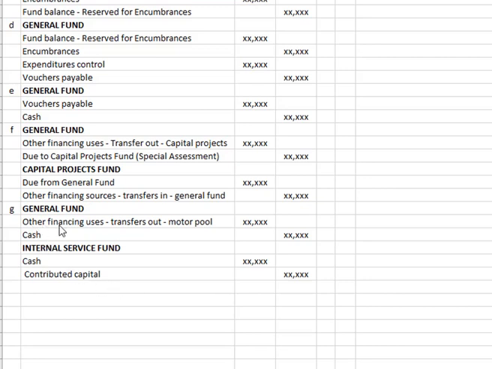So we're going to show uses of funds coming out of the general fund, transfers out to the motor pool, and the cash is leaving. And then the cash is going into the internal service fund. Now notice we have contributed capital. Those proprietary funds, the enterprise funds and the internal service funds, are more similar to the for-profit accounting that you're used to. Those are the two funds that differ the most from the governmental funds. So they do have something called contributed capital. They're not owned by anything, but they do recognize startup or permanent capital to the fund.